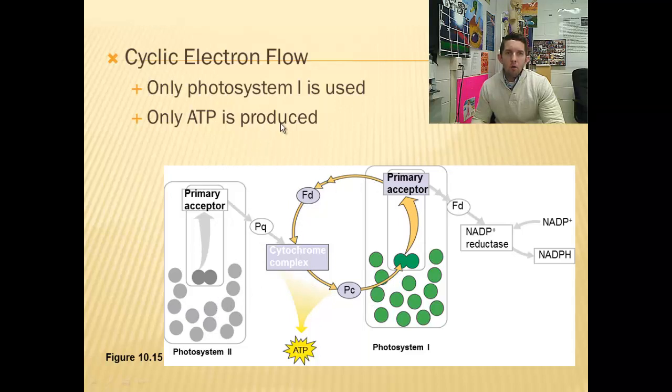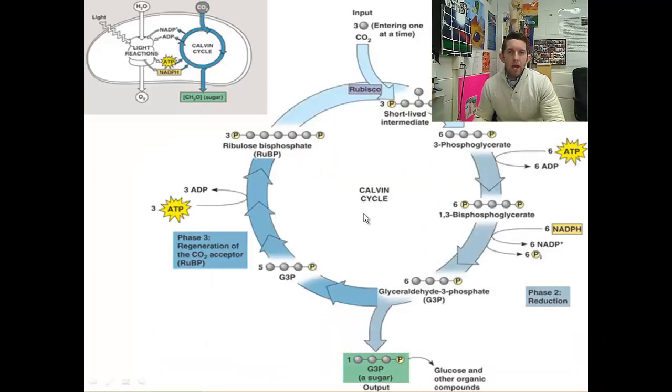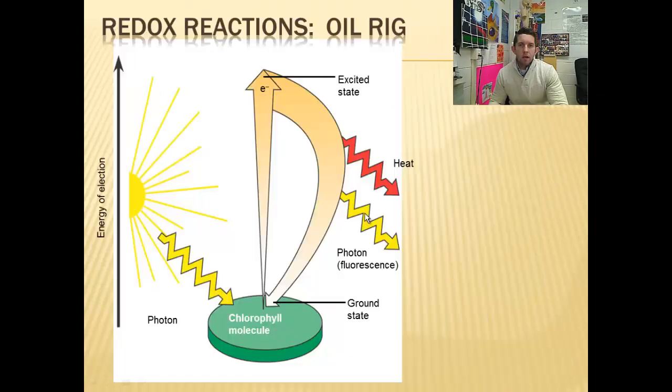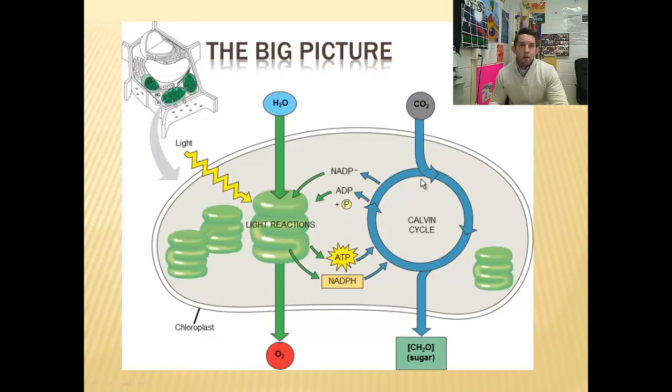Notice, only photosystem 1 is being utilized in cyclic electron flow. Photosystem 2 isn't being used. Only ATP is produced because the ferredoxin pumps back to cytochrome, bringing the energy here for the chemiosmotic processes, instead of to NADP plus. All right? So those are the light reactions as a whole. Hopefully that makes sense. Hopefully it'll make more sense once we get through the Calvin cycle and we can really see the big picture.